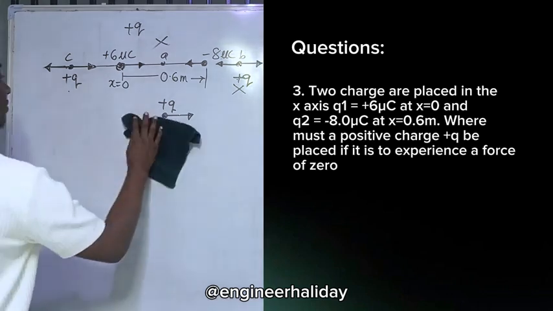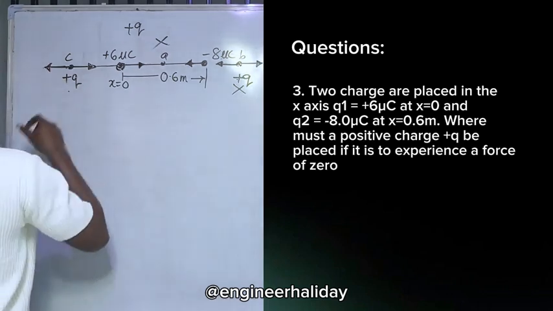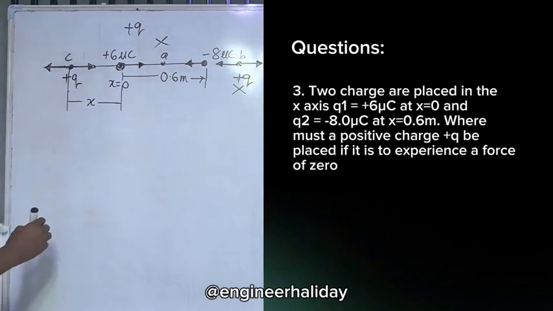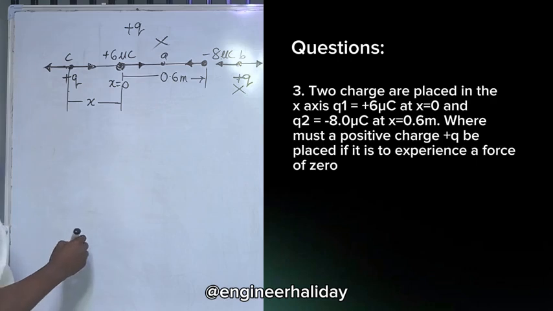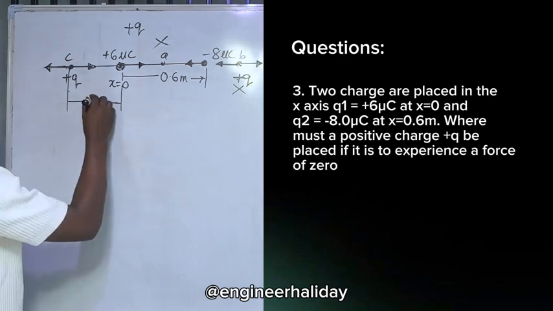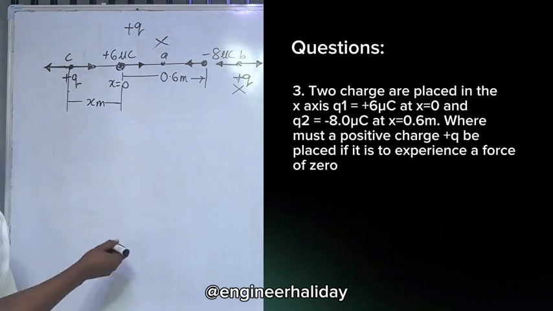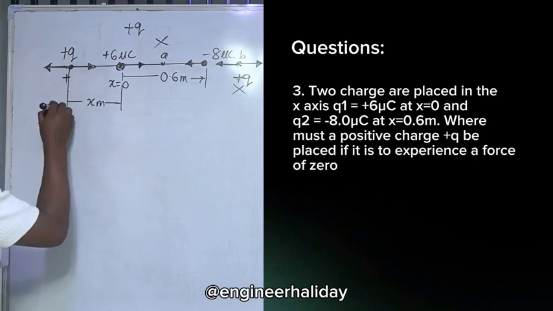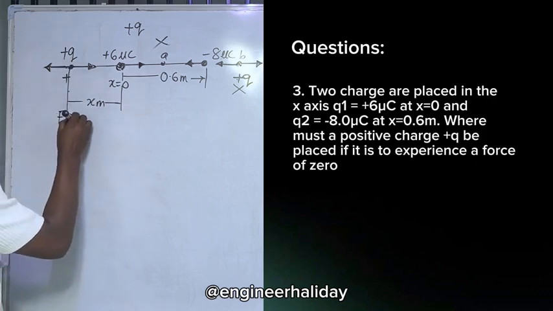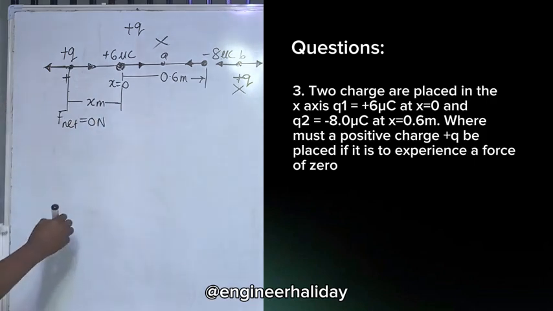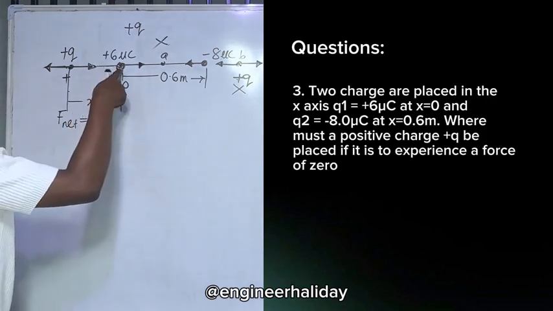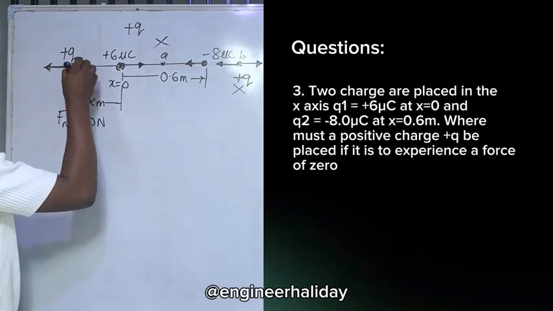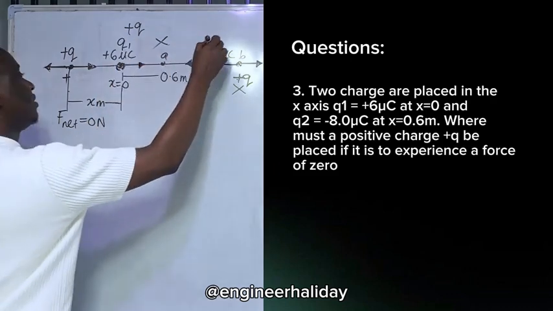So in that case, let us consider this point and place it at X meter from the 0 mark. Now, if it's X meter from the 0 mark, we can solve. This is our positive charge. The net force on this one must be equal to 0, according to the question. So this and this on this charge create a repulsion. Let's say this is Q1 and this is Q2.